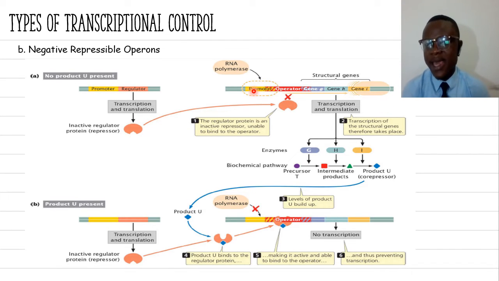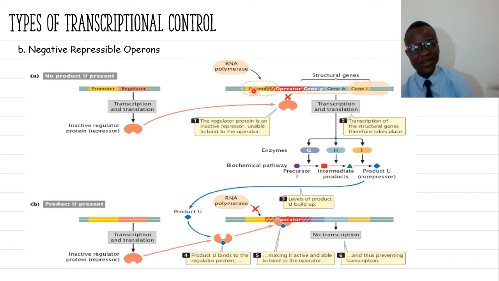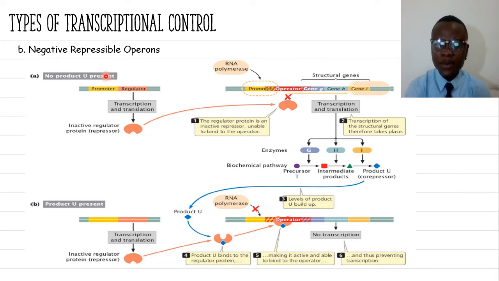The next one is the negative repressible control. So we are combining the names, right? First, we have negative inducible, then negative repressible. So for negative repressible here, the regulatory protein that is produced is normally inactive. This means that the regulatory protein cannot bind to the operator. Henceforth, transcription is normally on, as you can see here. So the transcription is on and we have our proteins being produced.